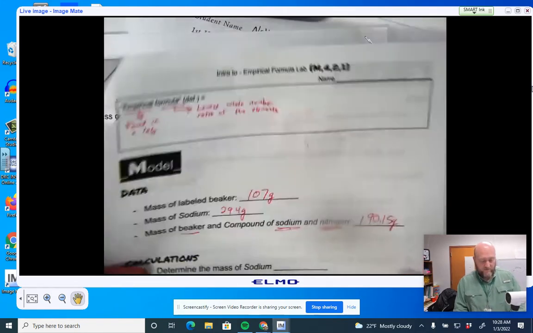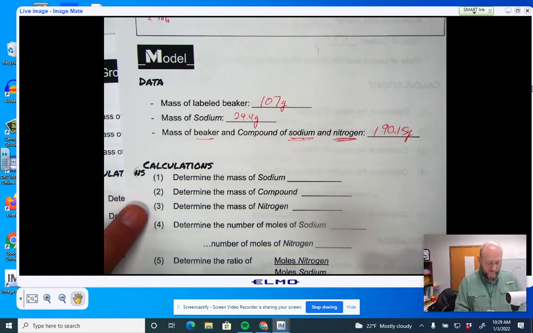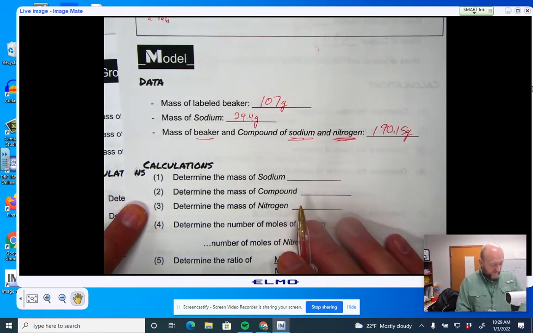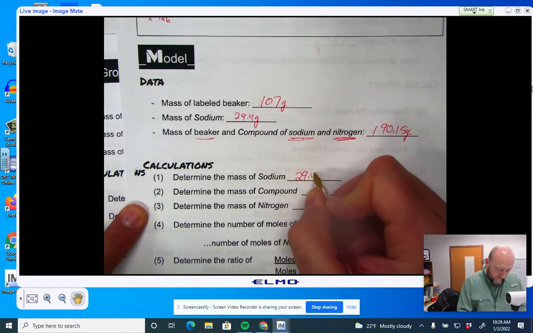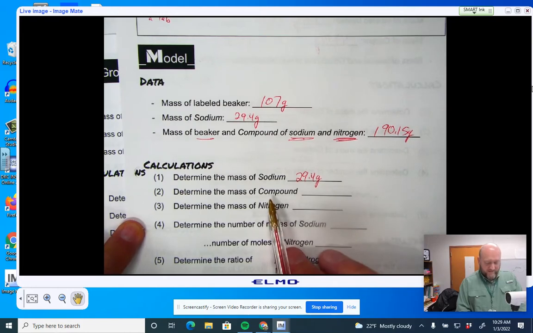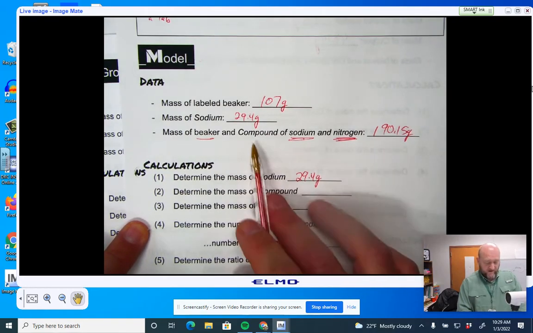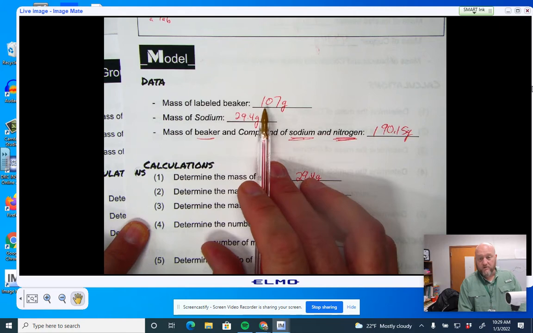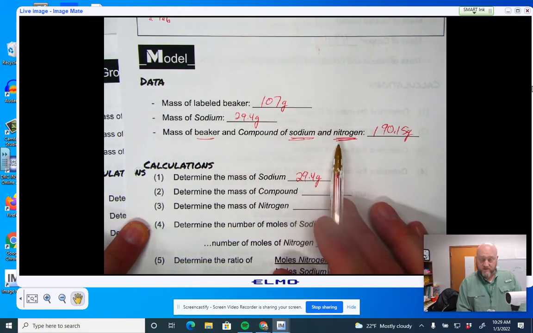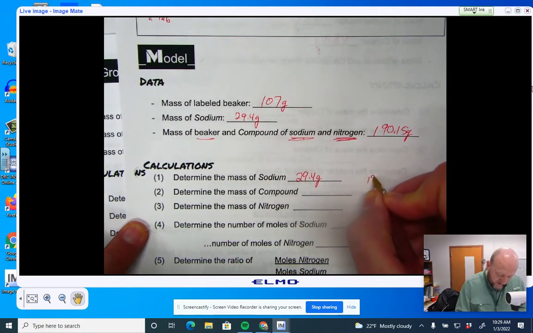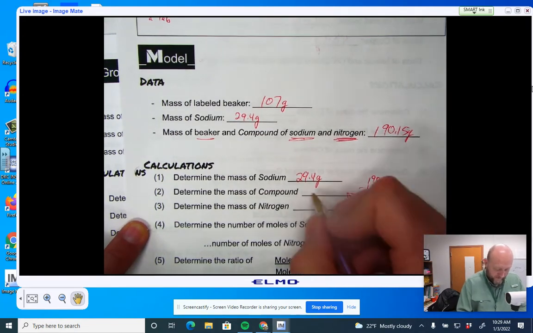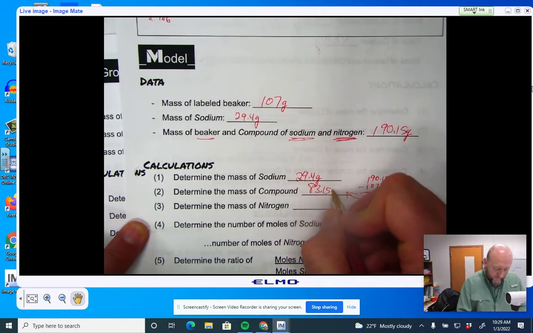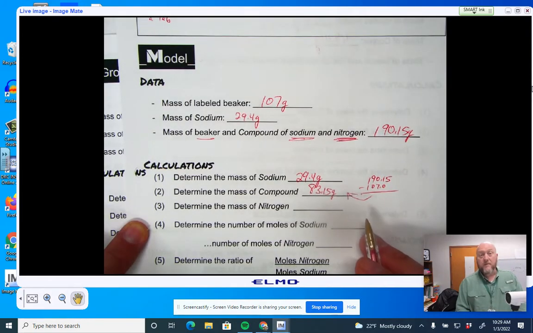Now, from that, we can then go through and find the empirical formula. So let me walk you through that process. First of all, the mass of the sodium is given to us up here: 29.4 grams of sodium. The mass of the compound we want to find. Well, we know that the beaker itself is 107. The beaker and compound is 190. So let's take 190.15 minus 107, and that is going to be the mass of our compound. And it works out to 83.15 grams. So that's the entire compound.